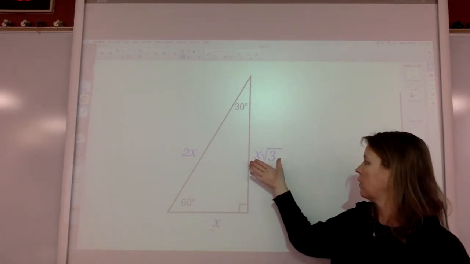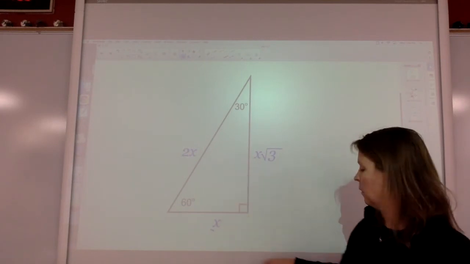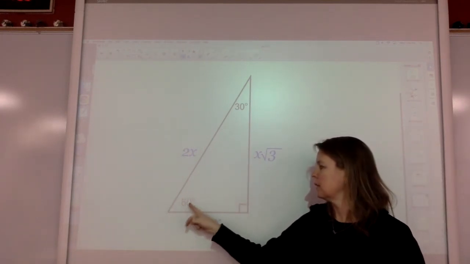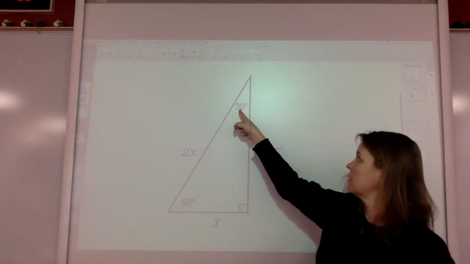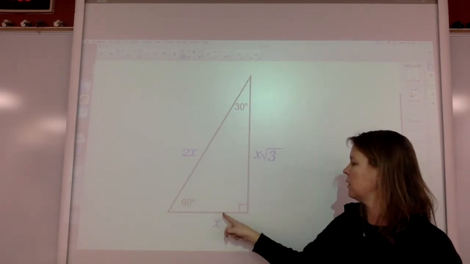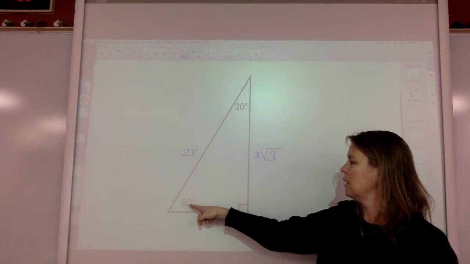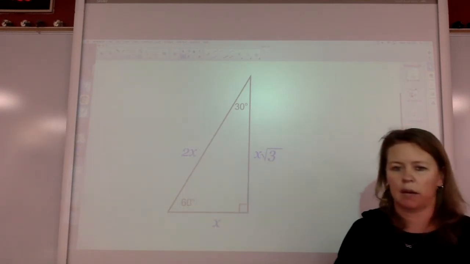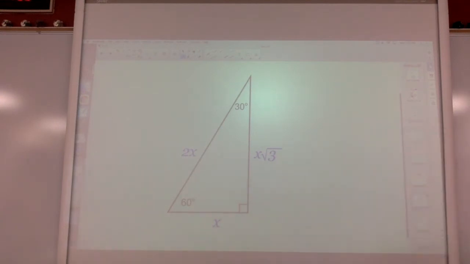The x square root of 3 is a medium size, and we know that, if you remember it from chapter 5 or 6, that across from the smallest angle should be the shortest side. Across from the medium angle should be the medium side, and across from the largest angle is the largest side, so it still works. Now, what makes this so special?